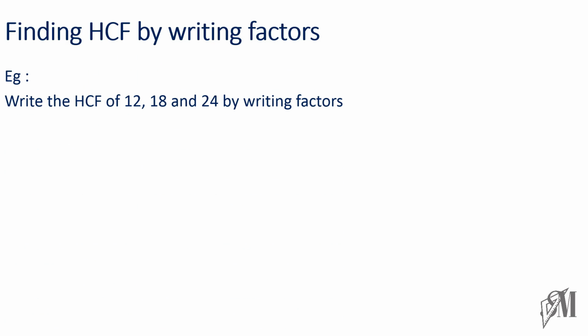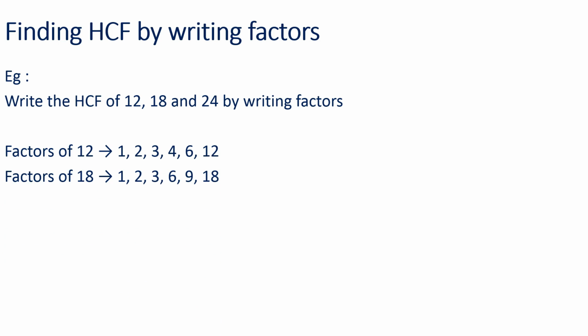Write the HCF of 12, 18 and 24 by writing the factors. So first of all, what we do is we write the factors of 12, 18 and 24 respectively. As you know, the factors of 12 are 1, 2, 3, 4, 6 and 12. Then the factors of 18 become 1, 2, 3, 6, 9 and 18. The factors of 24 are 1, 2, 3, 4, 6, 8, 12 and 24.